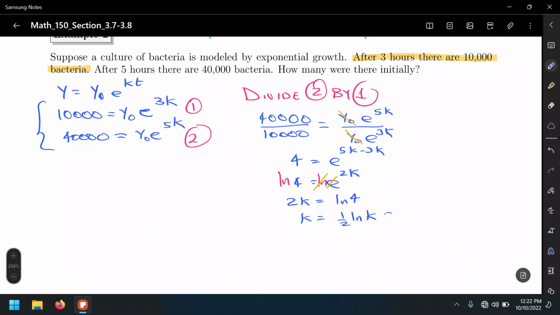of 4, which is approximately, let me do it on the calculator first. So, not ln of k, it's ln of 4. And 1/2 ln of 4. So it's 0.6931. Usually these calculations we carry to 4 decimal places. When you're solving a problem like this, do not round until the very end. So I'm going to round it like this just to write down the exponential model.